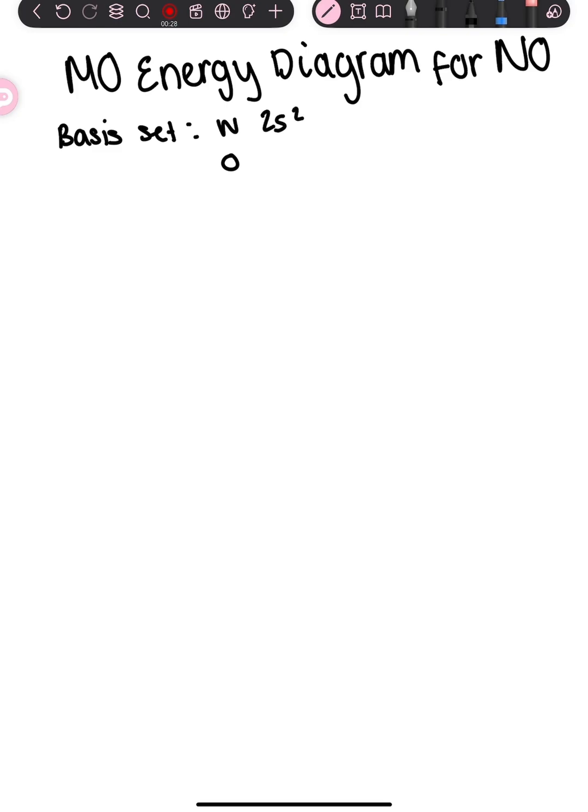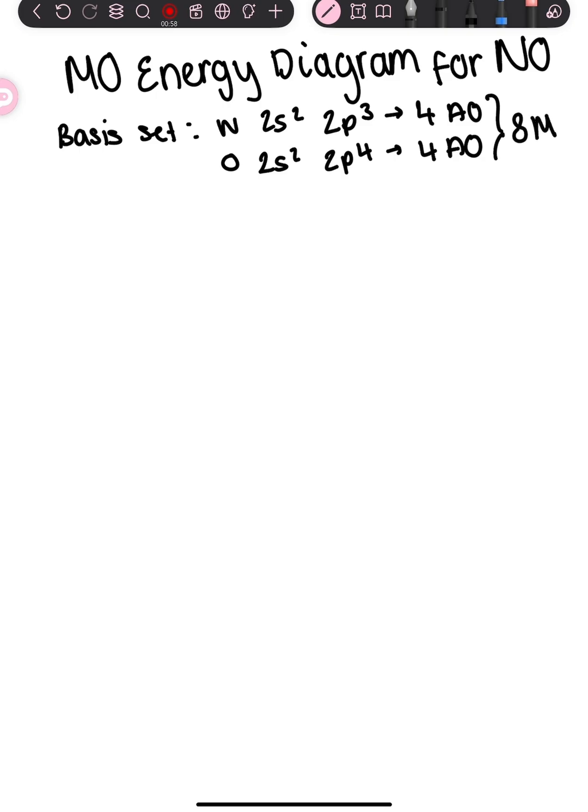So for nitrogen, this is 2s2, 2p3, and oxygen is 2s2, 2p4. After this, we can work out the atomic orbitals for both N and O. For nitrogen, we have 4 atomic orbitals, and similarly for oxygen. Now from this, we know that we all together have a total of 8 molecular orbitals.